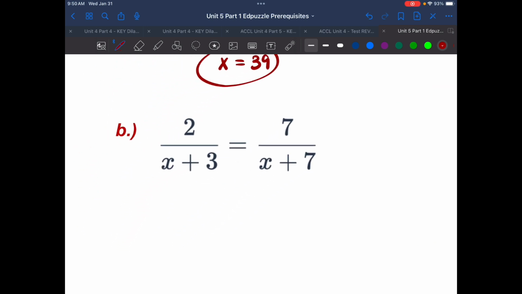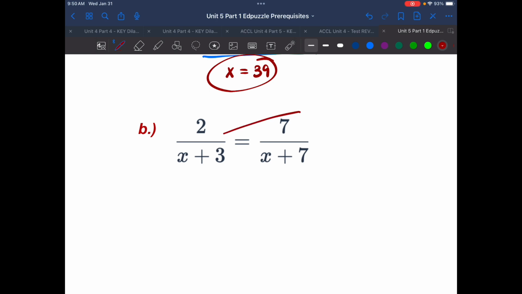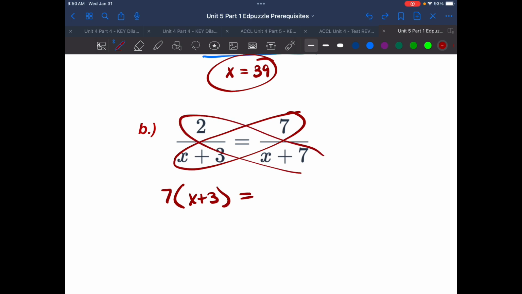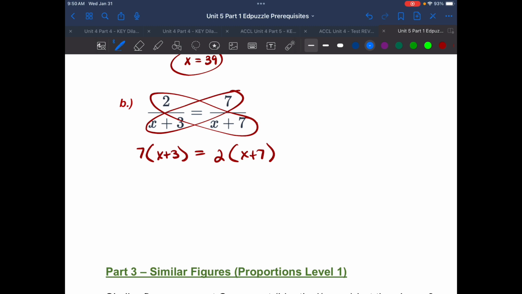Okay, and here we go. We're going to start by cross multiplying. You guys are going to finish this up. But we're going to write 7 times x plus 3 equals, make sure you bring down the equal sign, 2 times x plus 7. All right, guys, please go ahead and finish this up. Let me know what you get for x.